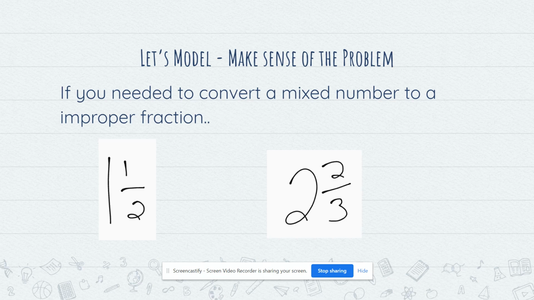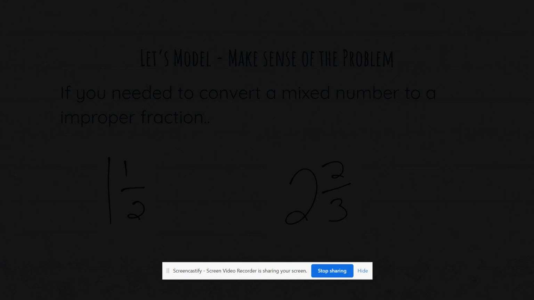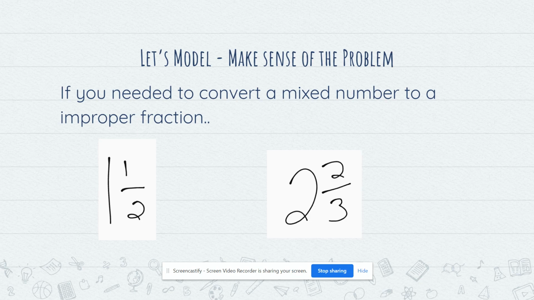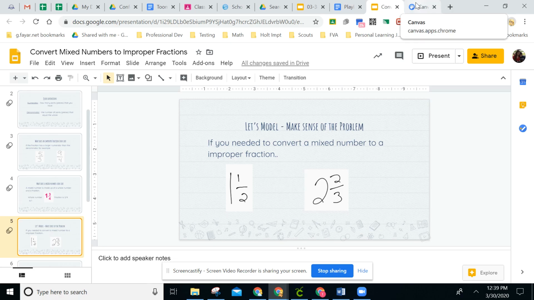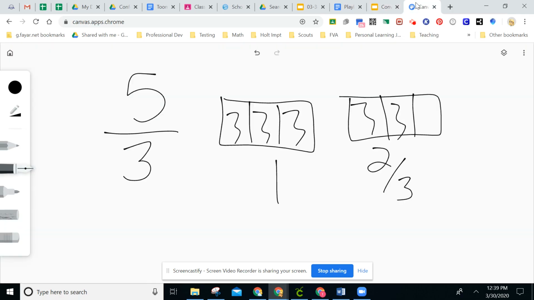Okay, so let's say we have a mixed number and we need to go ahead and put that into an improper fraction. All right, so our first one is going to be 1 1/2, and then we're going to do the example 2 2/3. All right, so let me go back to my drawing here, and we want to figure out how many pieces. So we're basically doing this right here, but we are going backwards.